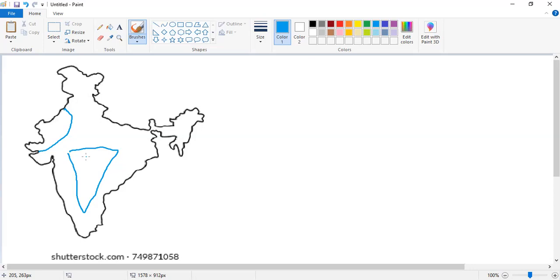Point number two is places of Cherrapunji in Meghalaya. In spite of receiving the highest amount of rainfall in India, it is also facing drought conditions due to the soil structure and due to the topographical conditions.